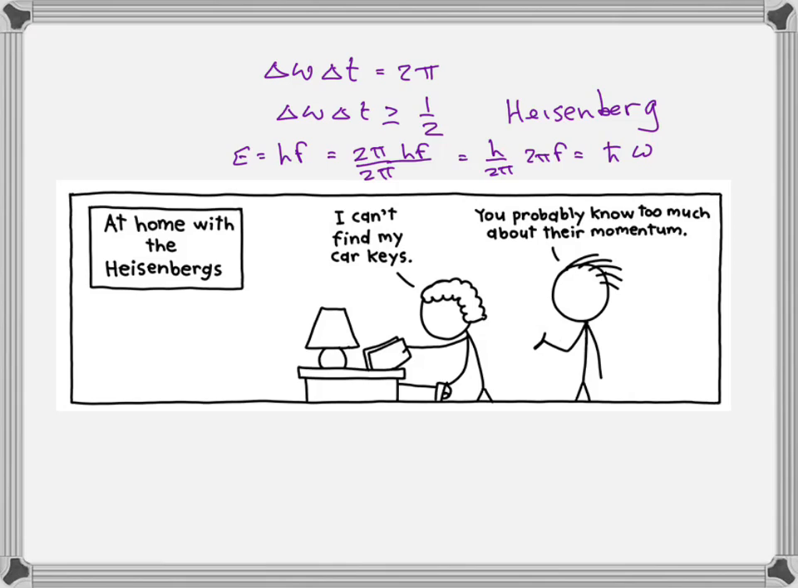So since E is equal to h bar omega, we can see that delta E delta t is greater than or equal to h bar over 2. That's the Heisenberg uncertainty relation for energy and time. These are true physical limitations. They're not engineering limitations. They're true physical limitations, sort of like the speed of light that we just can't beat.